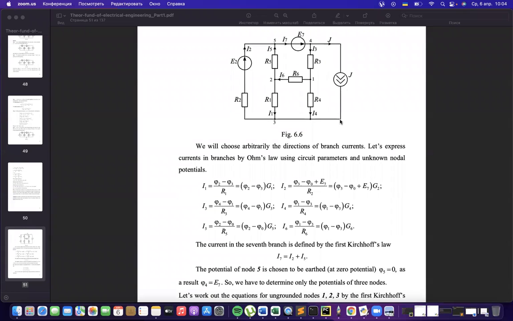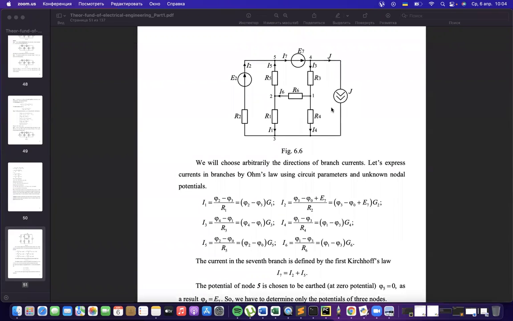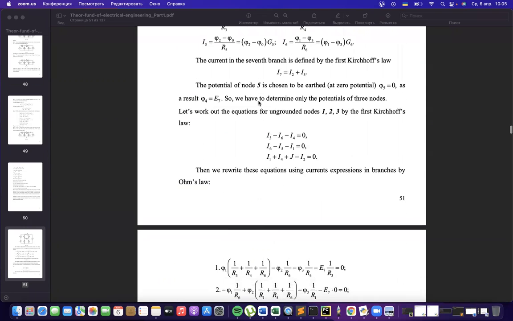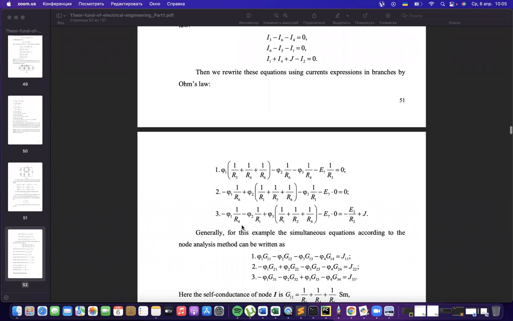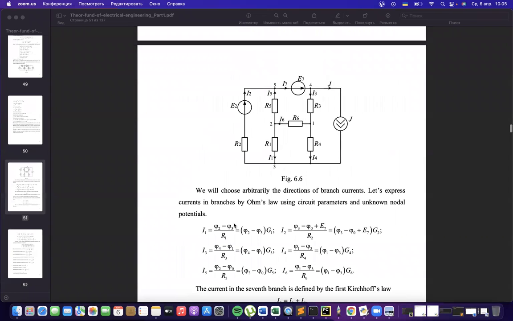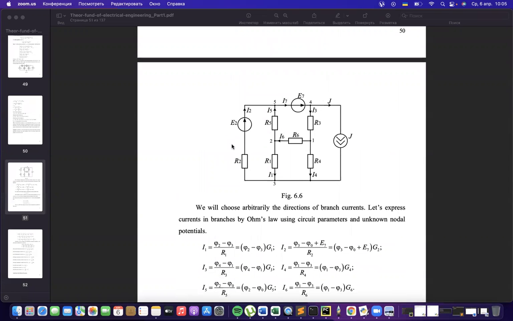And the next example only makes once more the same idea of how to find currents from the potential equations and how we should make the nodal equation for this case, for this mathematical model. I think for today it was lots of information. I think for today it's enough.